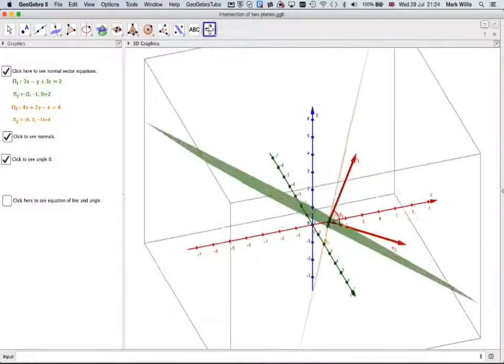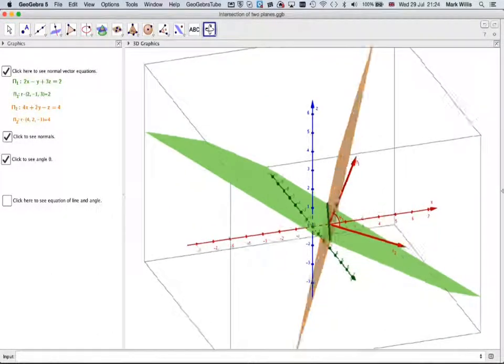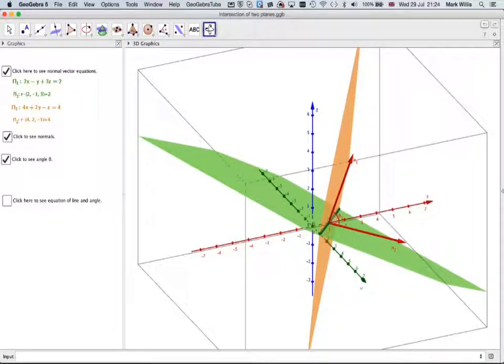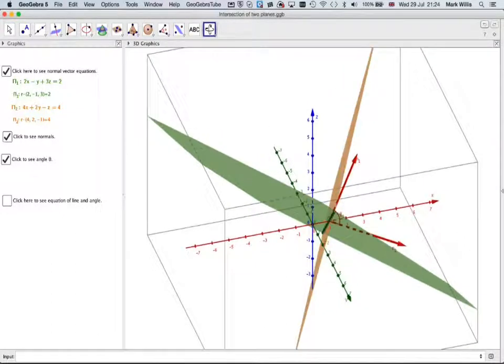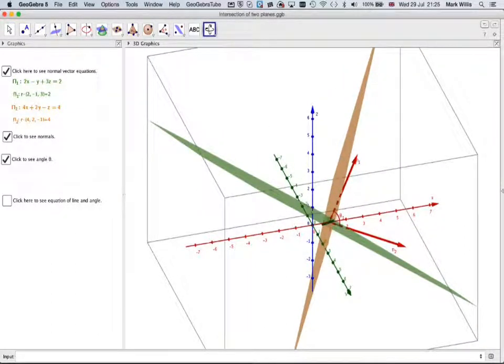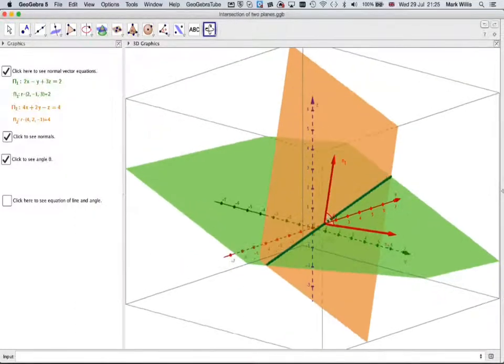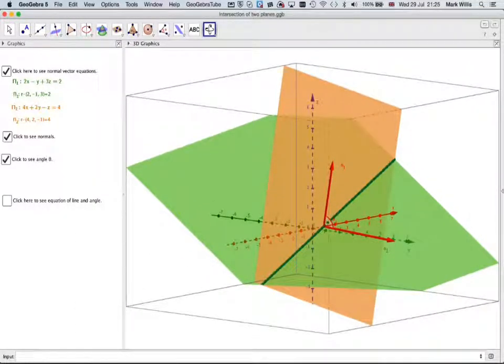So let's have a look at this. You can see a bit better here. You can see here we have the normal of the green plane, the first one, and here you can see we've got the normal of the second plane, and the angle between the planes will be the same as the angle between the normals.